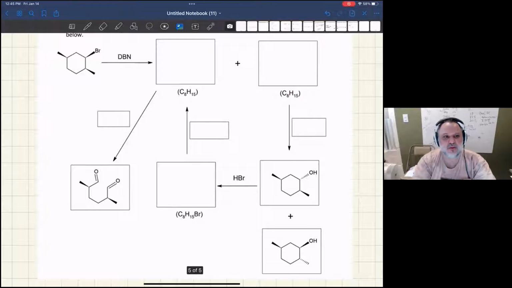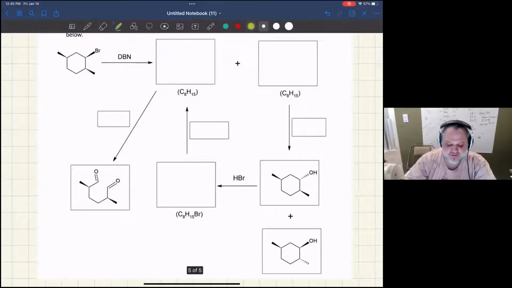So let's think. What is DBN? Well, we have to go back to our previous knowledge and remember that DBN is a base. And so a base can do elimination. Well, I've got a leaving group. It's bromine, and bromine can leave. Why are there two products?